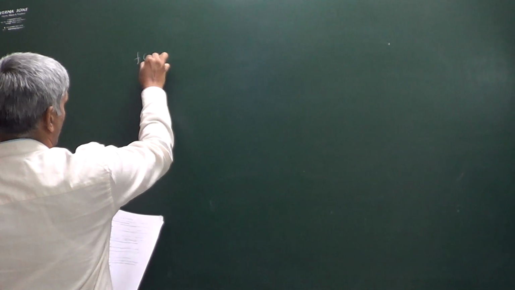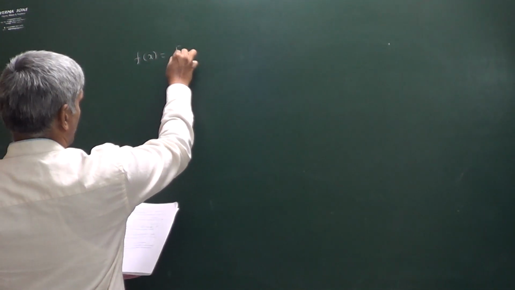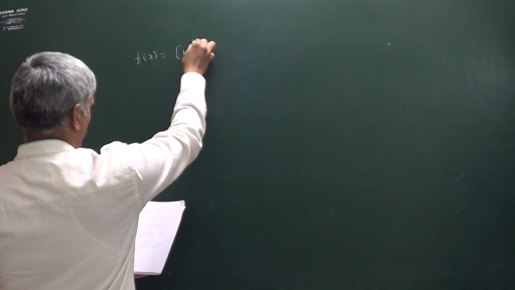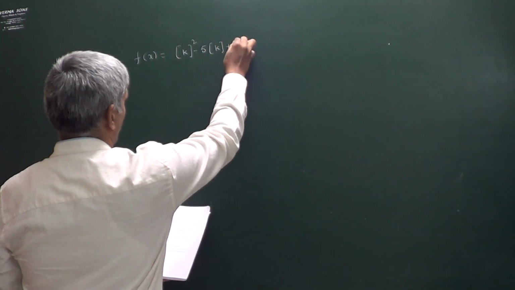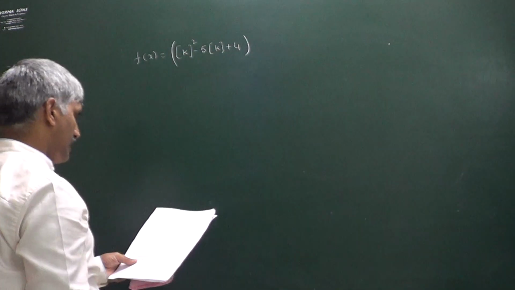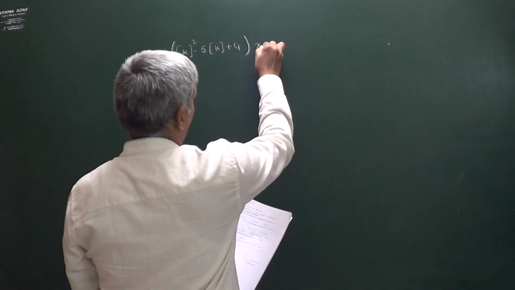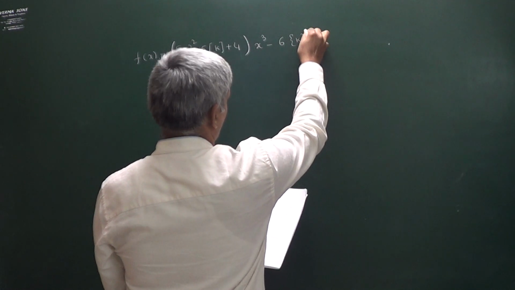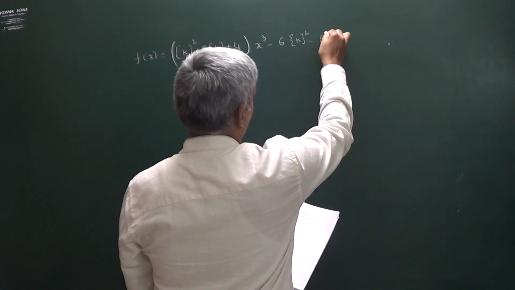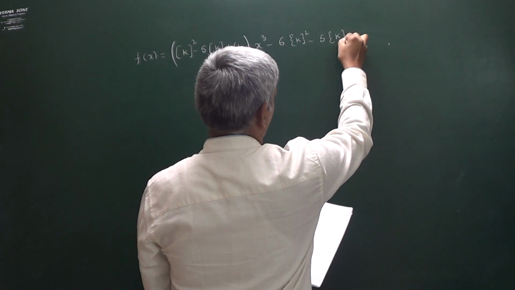See one more question here. The function is given in this way. f(x) is equal to [k]² - 5[k] + 4, that is multiplied with x³, minus 6 into {k}² - 5{k} + 1, where [k] is the integral part of k and {k} is the fractional part of k.